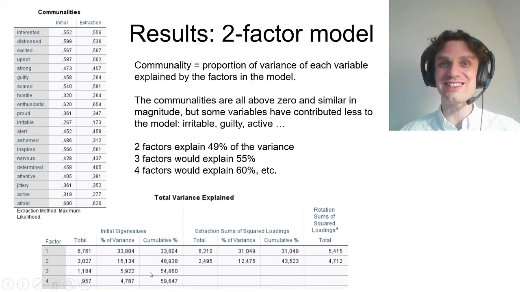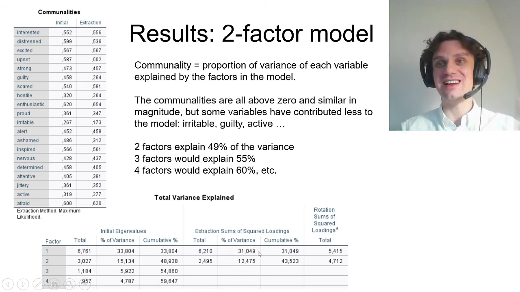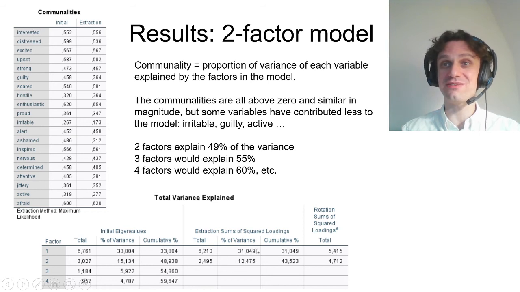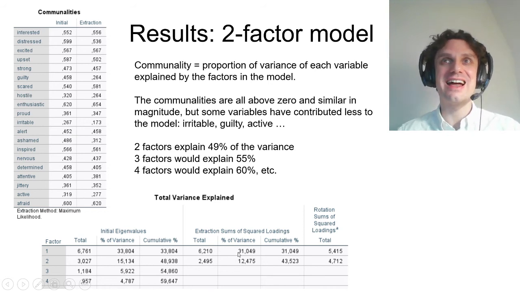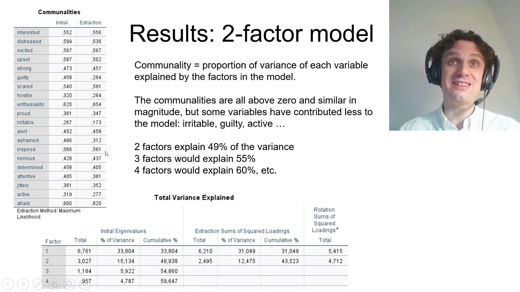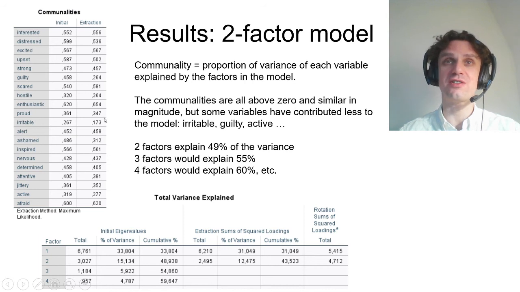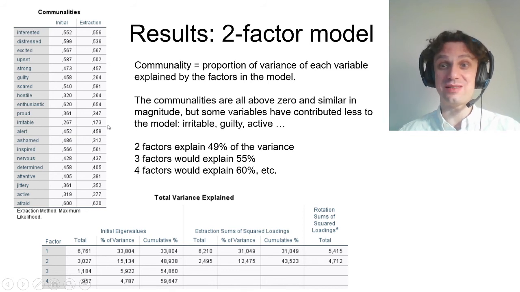But these are original dimensions, and you see that each additional dimension explains a smaller and smaller proportion of variance. But if we rotate them, after rotation, the picture changes a little bit, and the proportion of variance might be completely different. And communalities are essentially the proportion of variance of each variable that is explained by the factor model. And here we see that generally they are fairly good, but there are some variables that contributed less to this factor model, like for example irritable with just 0.17, so only 17% of its variance is explained by the factors, and so on. So maybe it's just not a very good indicator.